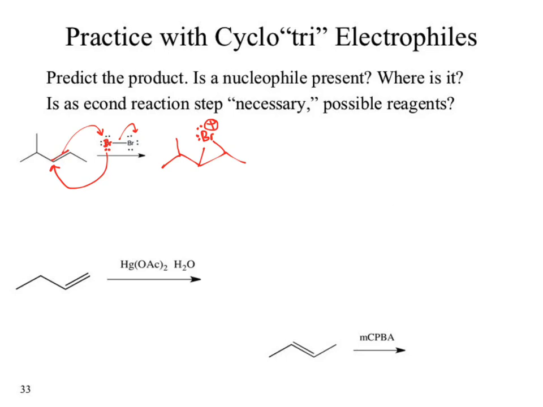So we want to fix that by looking through the rest of our solution. What do we need to find in the rest of our solution? Electrons. What else do we happen to have floating around? Bromide with a negative charge. Cool. What can that do? That can backside attack. Which carbon?